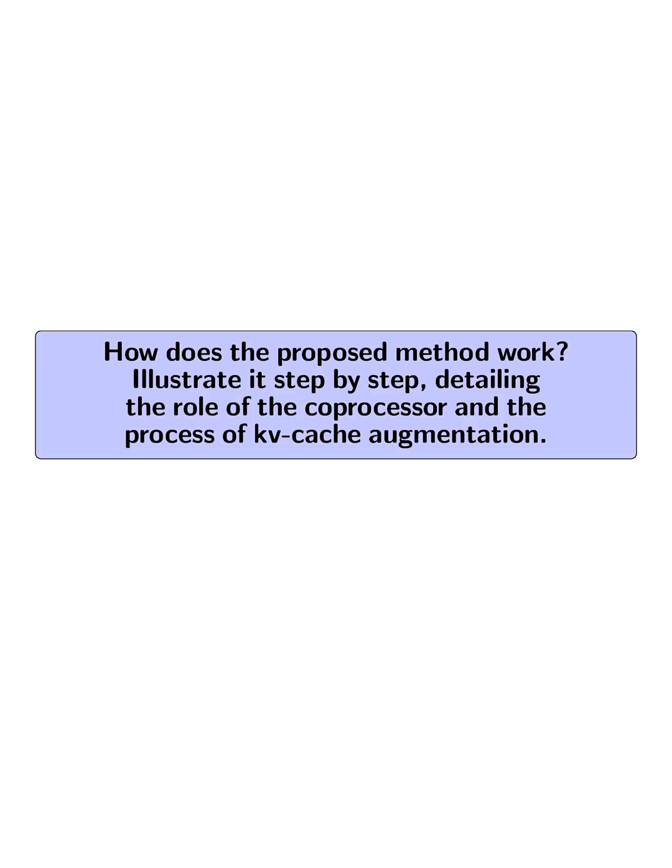How does the proposed method work? Illustrate it step by step, detailing the role of the coprocessor and the process of KV cache augmentation.